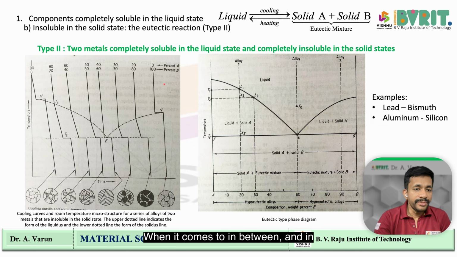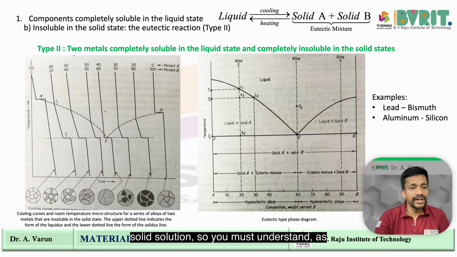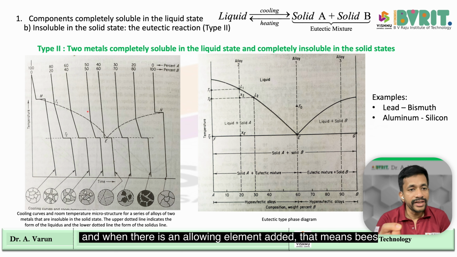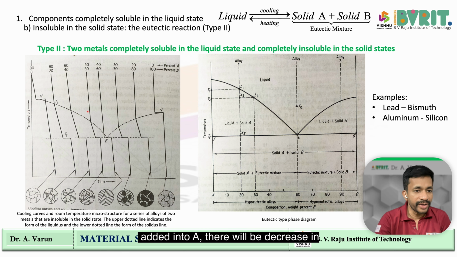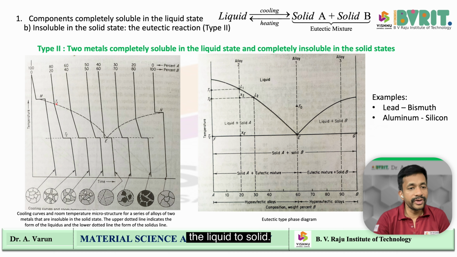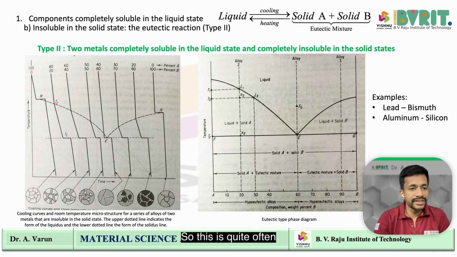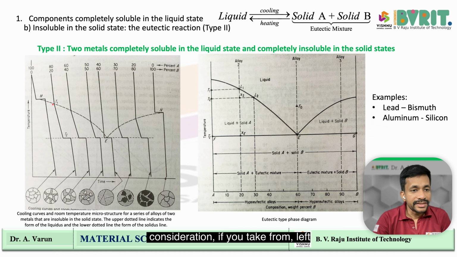In between these two, obviously they are alloys, and there is a solid solution. You must understand that as and when an alloying element is added, that means B is added into A, there will be a decrease in the temperature at which the liquid transforms to solid. That is, the freezing temperature decreases or drops. This is quite often observed in many cases. So this is the consideration if you take it from left to right.